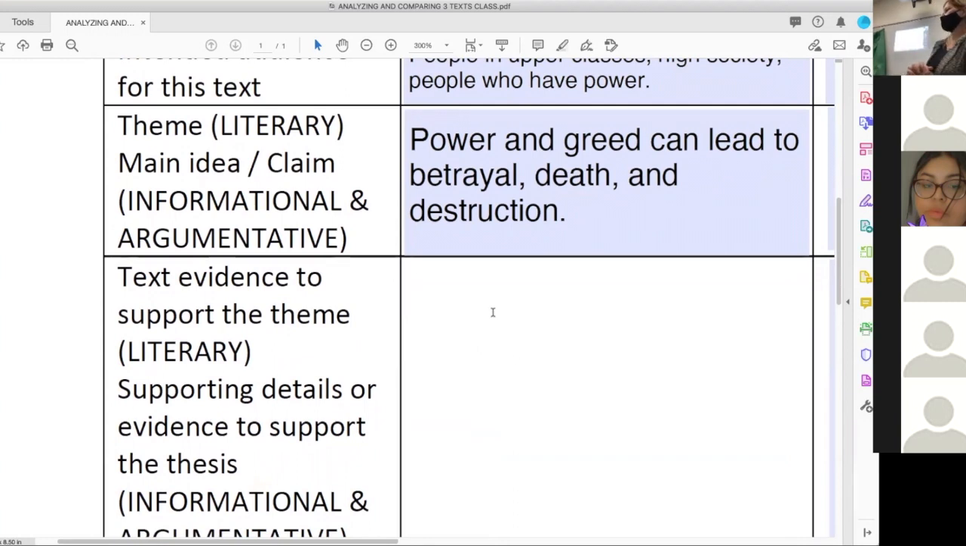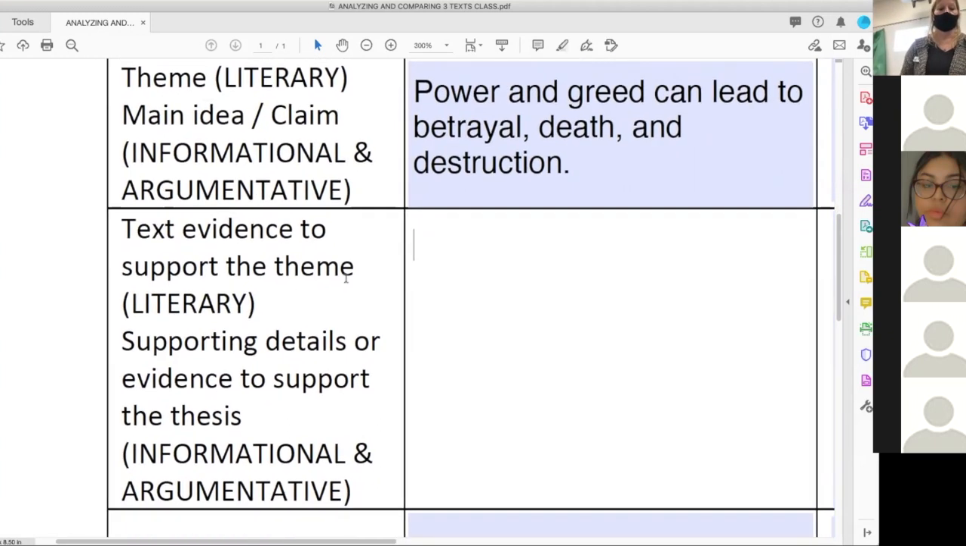And usually with theme sentences, if you're asked to write about a theme, there's not any one exact way to word it or way it has to be. Your sentence might be different from your neighbor's sentence and how you say it. You just want to make sure that it's a lesson that you can learn from this text.